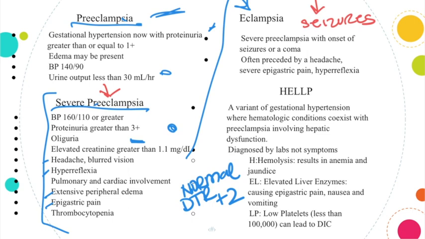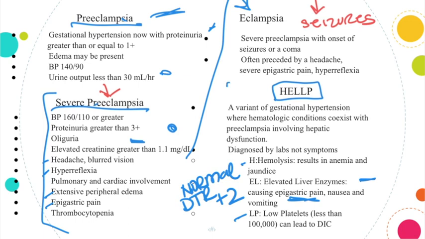The last thing I want to talk about on this slide is something called HELP. Okay, HELP is not like, hey, I need help waving your hand in class. HELP is a variant of gestational hypertension, and it's diagnosed by labs and not by symptoms, okay? So when somebody is in HELP, they have these things happening. The H is for hemolysis. EL is for elevated liver enzymes. Again, we talked about the epigastric pain. And LP are low platelets. So their platelets are less than 100,000, which can lead them to DIC.